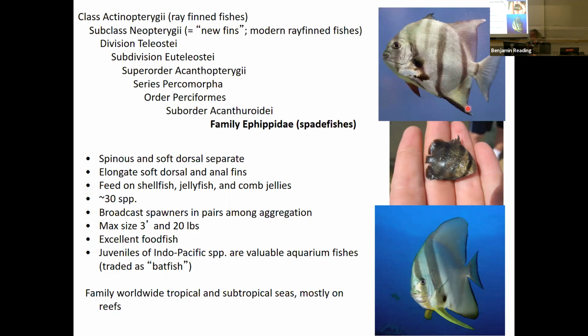And so really you're looking at the fin structure. The family has a worldwide tropical and subtropical distribution in marine seas, mostly associated with coral reefs. So mostly on coral reefs. So family Ephippidae.